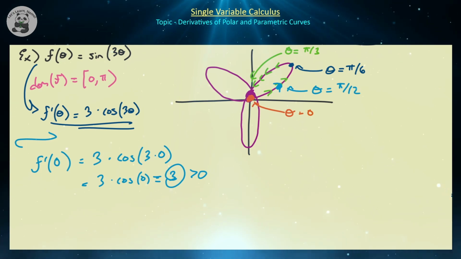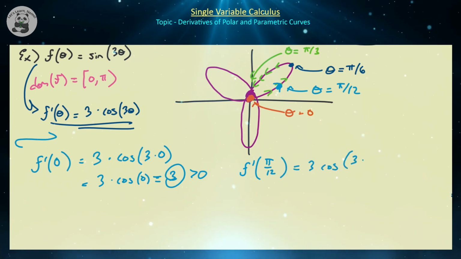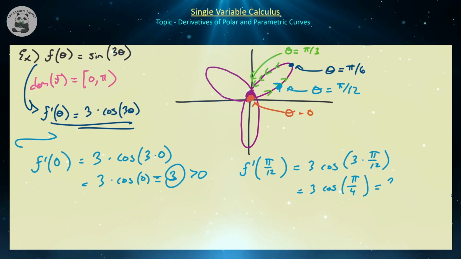So if we look at pi over 12 in particular, f prime of pi over 12 is going to be equal to 3 times the cosine of 3 times pi over 12, and 3 times pi over 12 is going to simplify, so you're going to have 3 times the cosine of pi over 4. That's just going to be equal to 3 square root of 2 over 2, which is again positive. So at that particular point of pi over 12, we're going to be moving farther and farther away. Now, what happens when theta is equal to pi over 6?